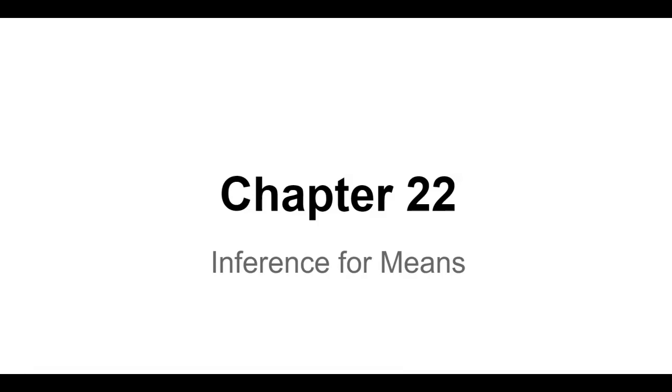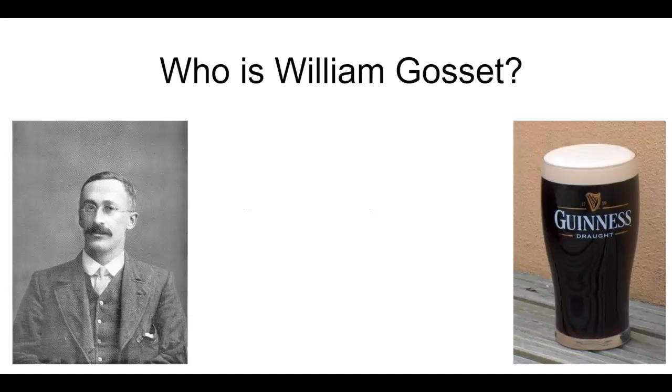Okay, so these are going to be the notes for chapter 22. We're going to start off with a little history lesson. When we deal with inference on means, there's something different about it compared to proportions. And the man who found this, his name is William Gossett.